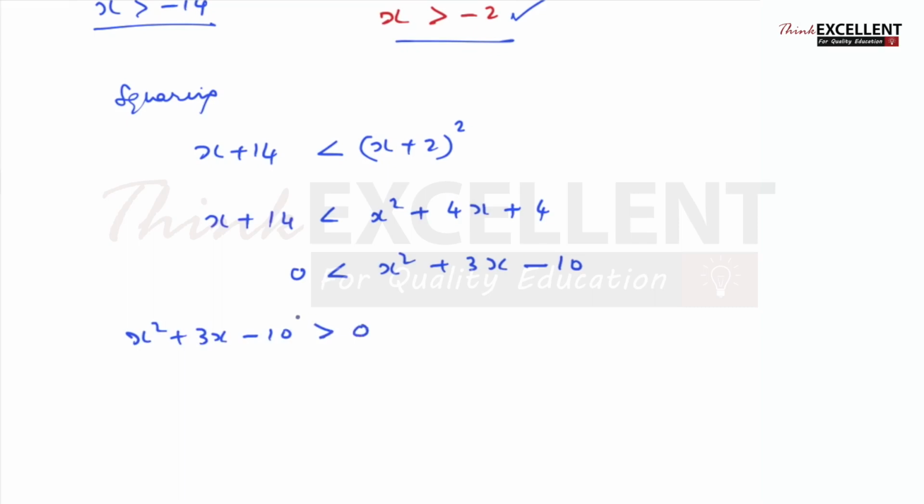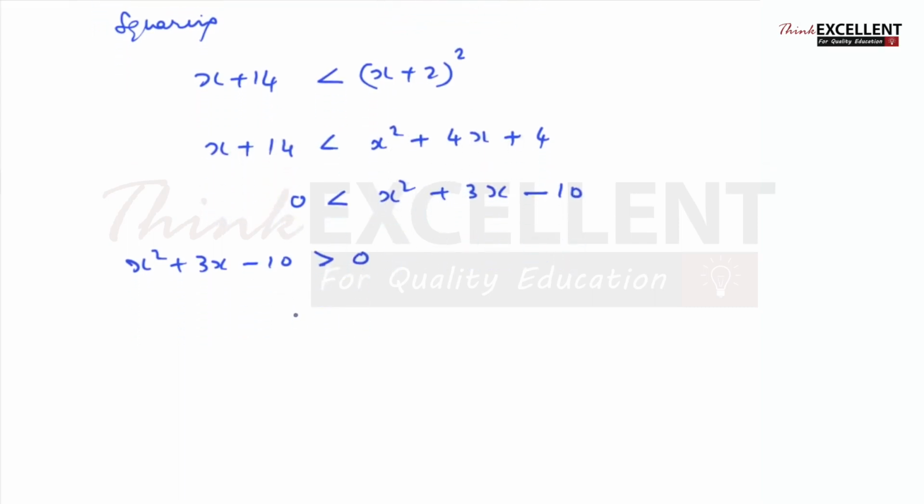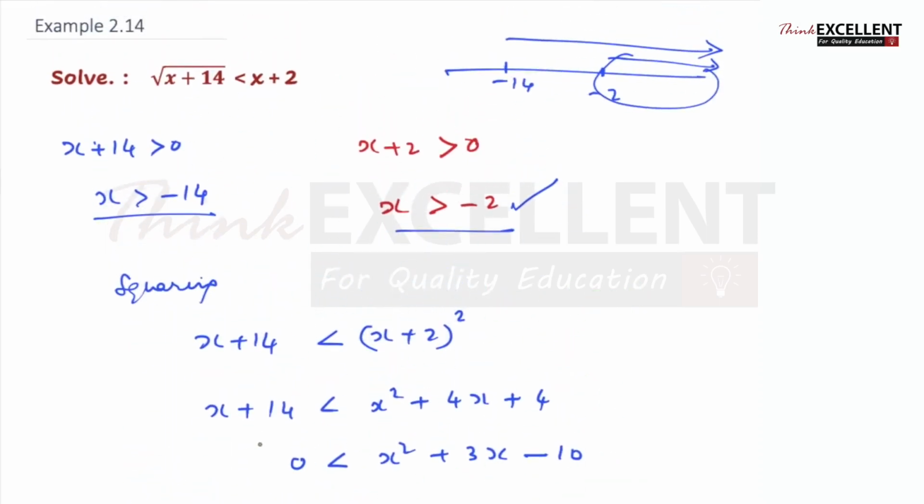Now it is like the previous question. Find the critical points first. For that, equate with 0: x square plus 3x minus 10 equal to 0. The given question we reduced like this, but don't forget to consider this condition at the last. Your answer must be greater than minus 2, with no equal sign here.